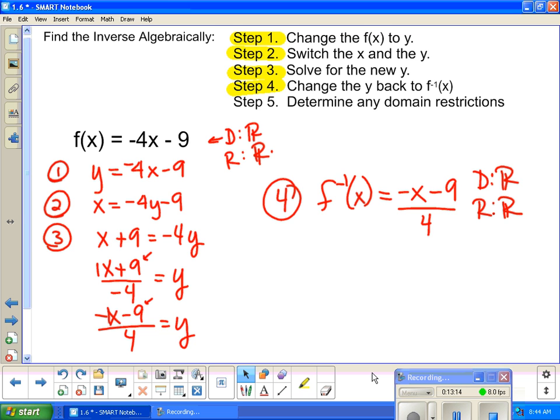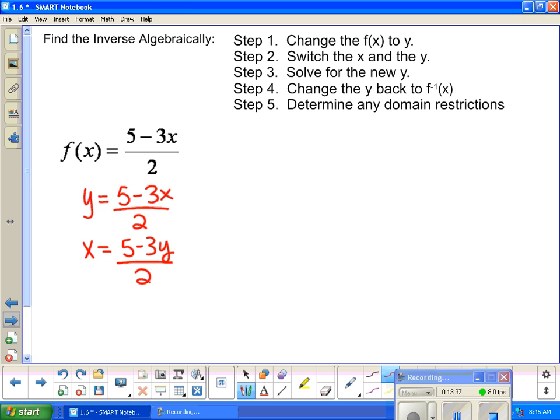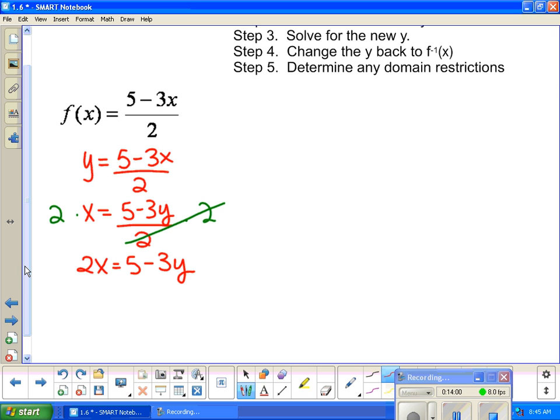So now we're going to move on to another one that's in a little different format. Okay, so step 1, change f of x to y. Step 2, switch. Step 3, solve. Okay, so I'm dividing by 2, so to undo, divide by 2, I multiply both sides by 2. And I would get 2x equals 5 minus 3y. Subtract the 5. Divide by a -3.